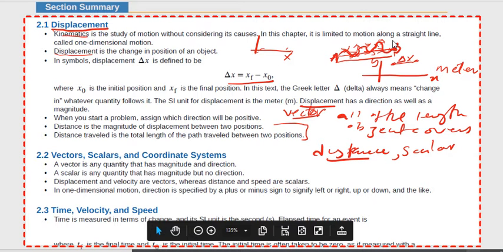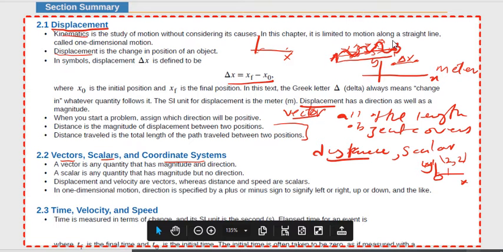Okay, now what are vectors, scalars, and a coordinate system? A coordinate system is simply a set of x and y axes with reference to some origin on which we can define the position of an object. Let's say we have an object here at 2 meters from x and 2 meters from y. So this will be the coordinate of that object.